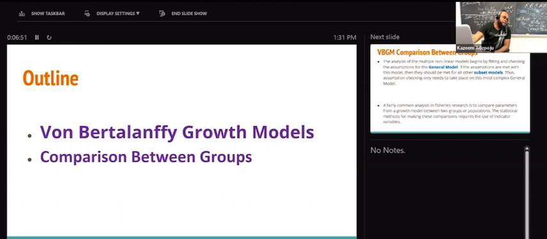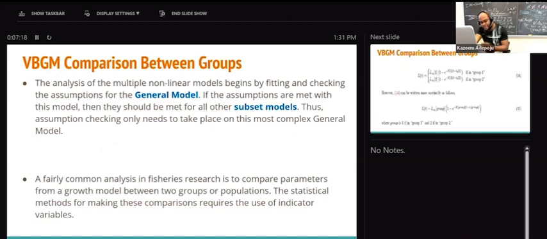But what do we want to do today? Within the van Bertalanffy, we want to compare lengths. For instance, is the length of female fish the same as the length of male fish? That's what we want to compare. We should call it the comparison between groups. But if we want to compare, don't forget, in the van Bertalanffy growth model, we got 3 parameters.